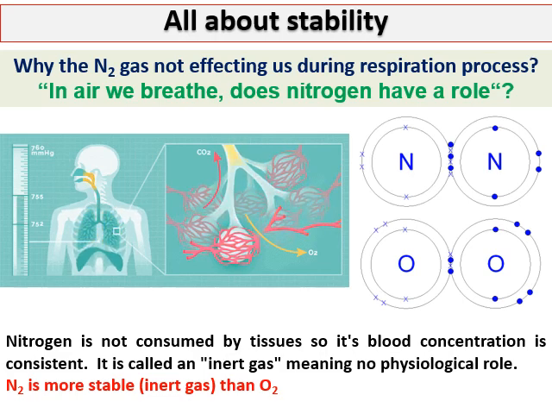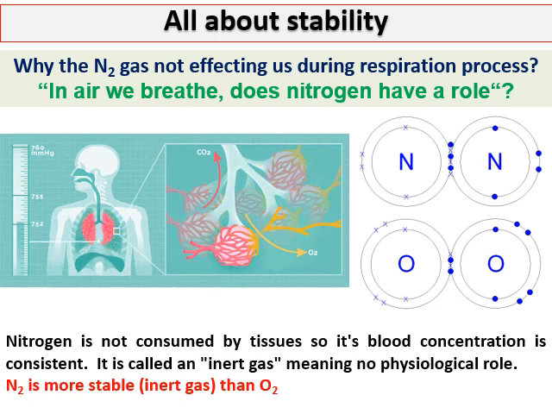If two nitrogen atoms share 6 electrons, each contributing 3 electrons, they gain an octet configuration. It gains a stable configuration. That's why it forms a triple bond. But oxygen gets the octet by forming a double bond. That's why oxygen is a double bonded molecule, and nitrogen is a triple bonded molecule.